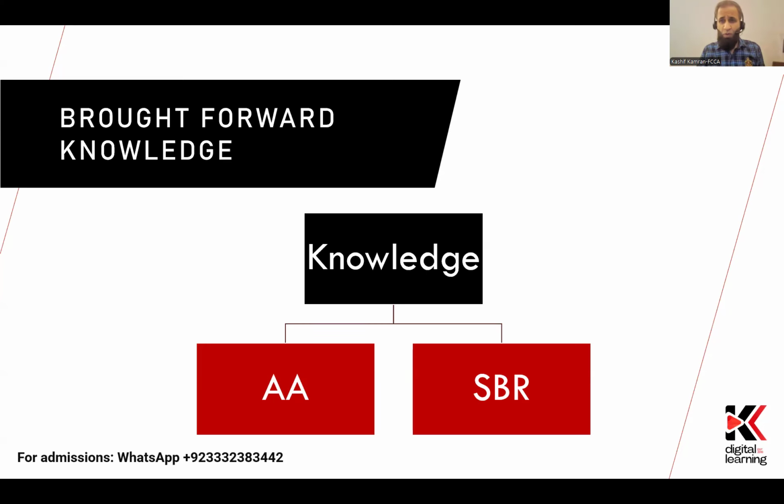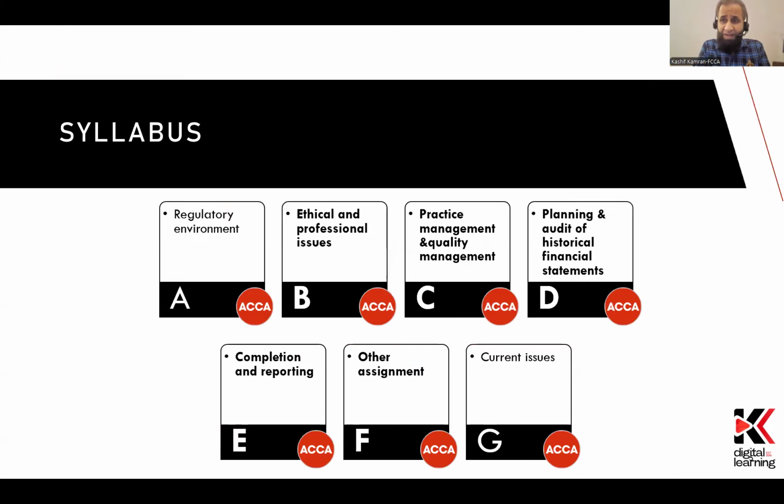So this is the brought forward knowledge and a perspective on that. Now, moving towards the syllabus, if you look at the syllabus areas for AAA, there are 7 syllabus areas on your screen from A to G.